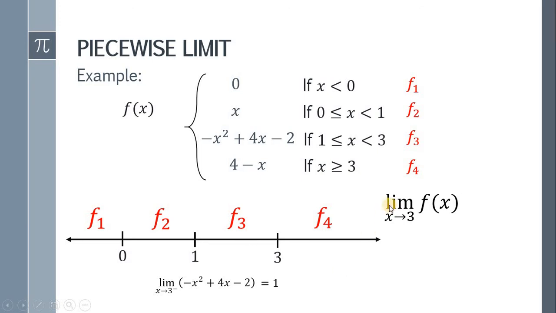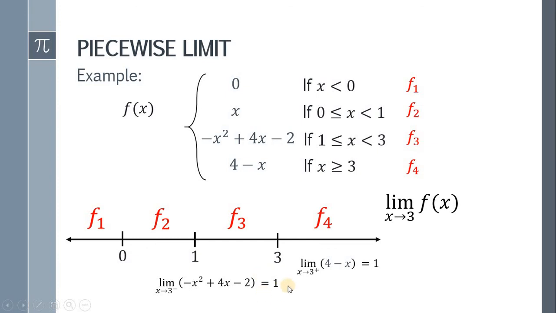Next, how about the limit of the function as x approaching 3 coming from the right side? First, ang gagamitin natin yung 4. Kasi ito lang yung nandoon sa may right ng 3. So, we have limit of 4 minus x as x approaching to 3 coming from the right side. So, plug in the value of x. 4 minus 3 is 1.